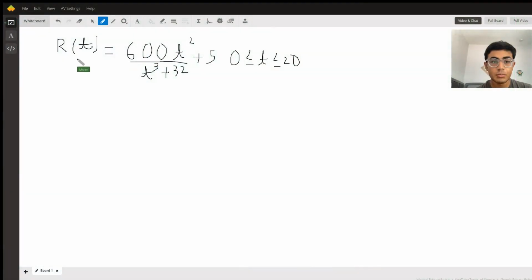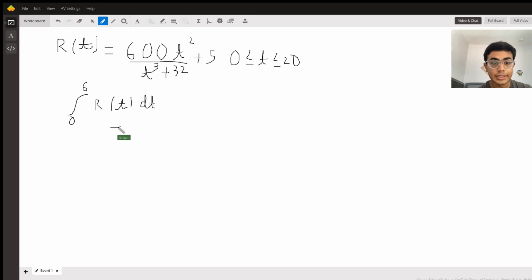So given the rate of oil production here, we need to find the exact amount of oil barrels that will be produced by the end of 6 years, or by the end of t equals 6. Since we're given the rate function, we need to use an integral to find out how many oil barrels will be produced. So let's take the integral from 0 to 6 of r of t, and then this should give us our answer.